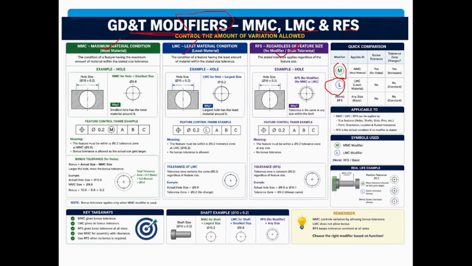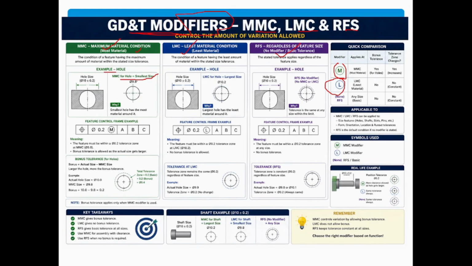First is the maximum material condition. Most material would be there, that means most material deposit. That means the hole size should be as small as possible, and the shaft size would be as large as possible. But we are discussing the hole basis system, so we'll discuss the hole only. So in this case, the hole will be the smallest size.